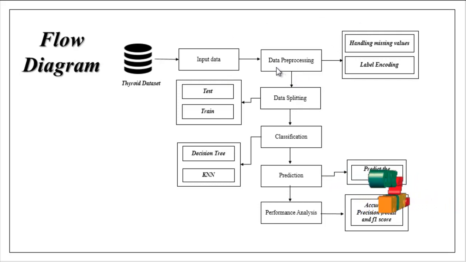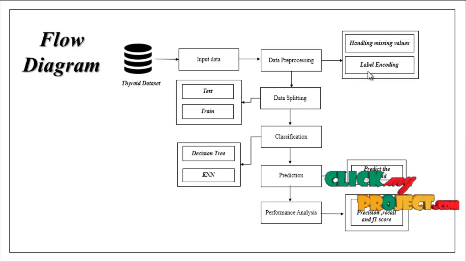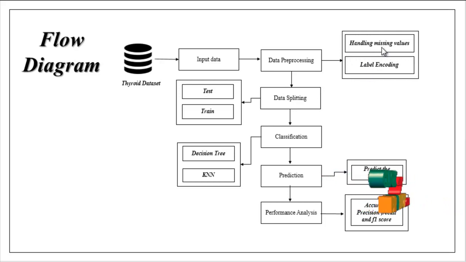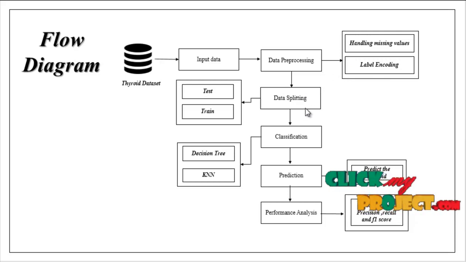Then we implement the data pre-processing module. Here we use two different techniques. One is handling missing values, the other one is label encoding. Handling missing values means we check whether any missing values are present in the data set. If there are any missing values, we replace those missing values with zeros or null values. Then label encoding: here we convert the string into a numeric integer so it is machine readable.